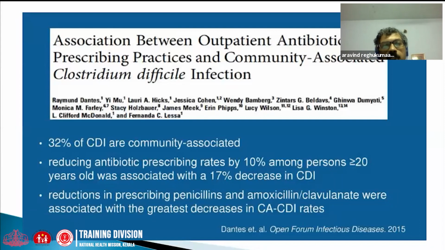Then why is this important? What is the association between outpatient antibiotic prescribing practices and community associated C. diff infection? Fortunately, even though we are having hospital acquired C. diff in our state, we don't have community acquired C. diff as of now. This study is from the USA, which shows that 32% of Clostridium difficile infections are community acquired. Reducing antibiotic prescription rates by 10% among persons more than 20 years old was associated with a 17% decrease in C. diff infection.